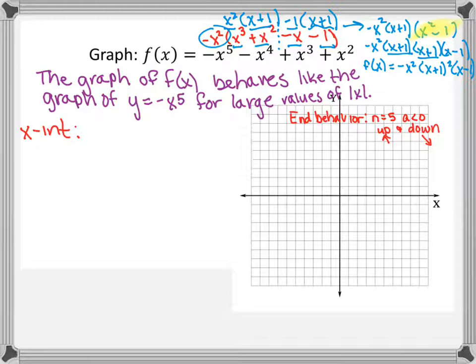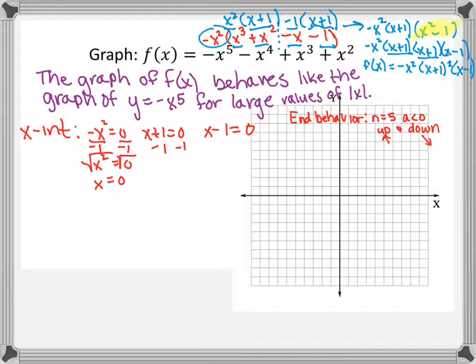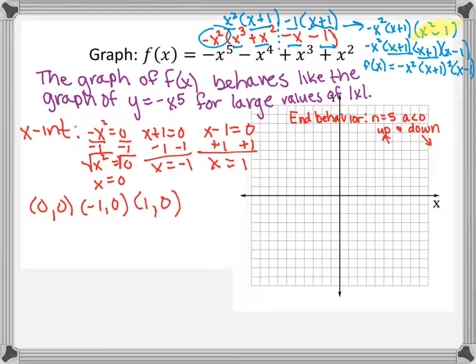Okay, so let's set each of our factors equal to 0. Negative x squared equals 0. X plus 1 equals 0. X minus 1 equals 0. Dividing by negative 1, we get x squared equals 0. Square rooting both sides, x equals 0. Technically plus or minus 0, but that's just 0. Second one, subtracting 1, x equals negative 1. Add 1, x equals 1. So we have three x-intercepts, one at 0, 0, one at negative 1, 0, one at 1, 0. Let's plot those, one at the origin, negative 1, 0, 1, 0.